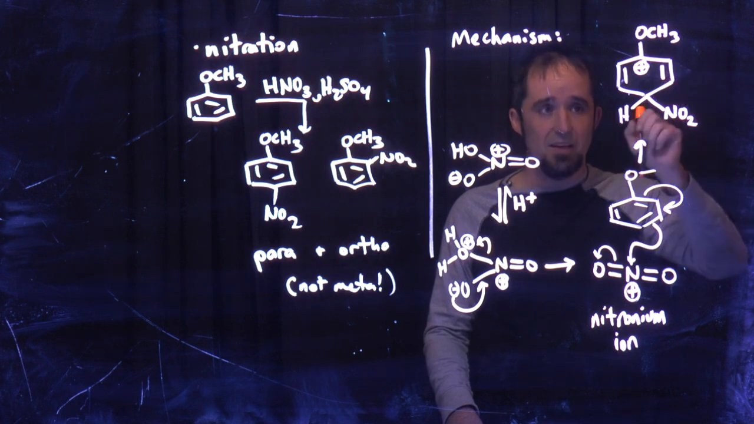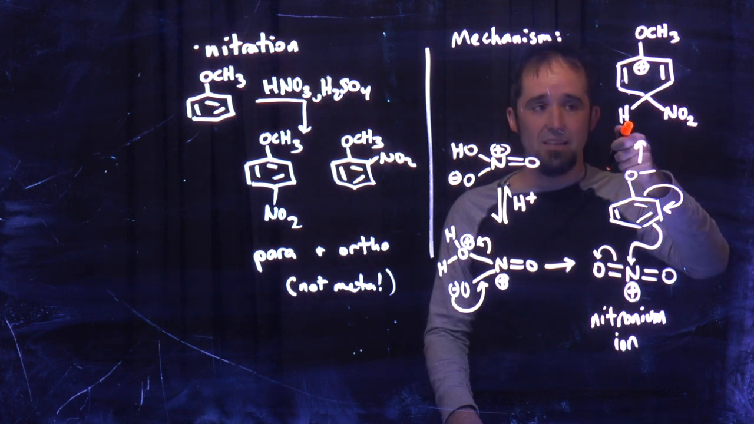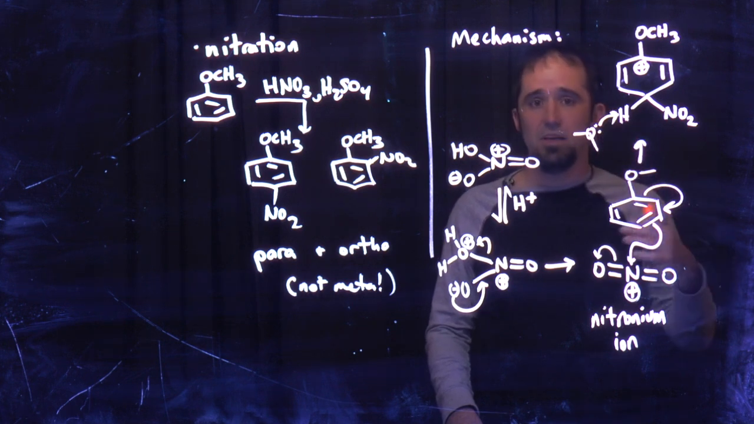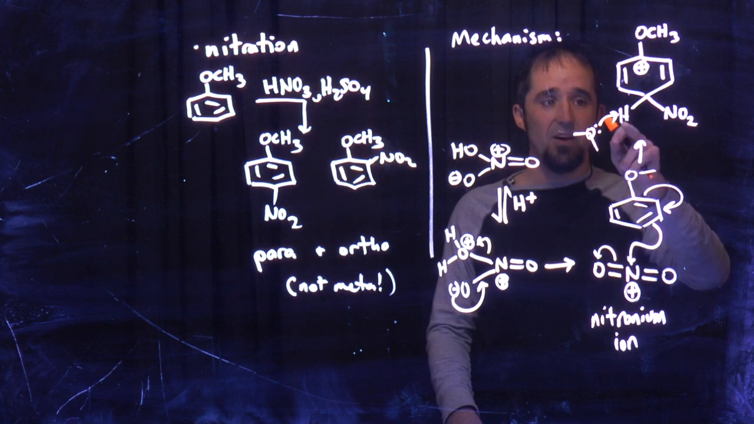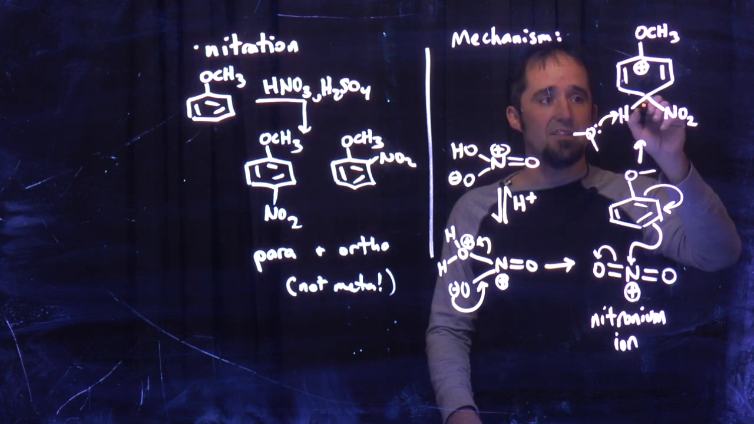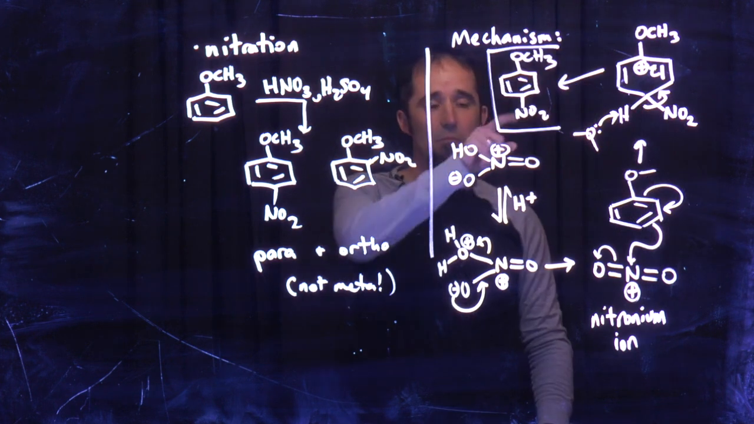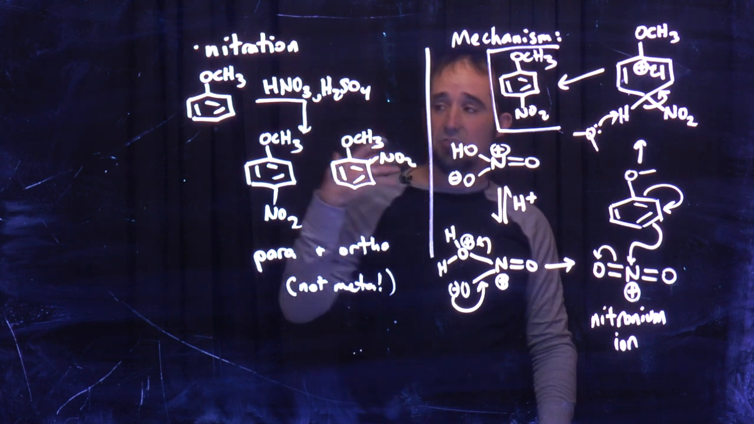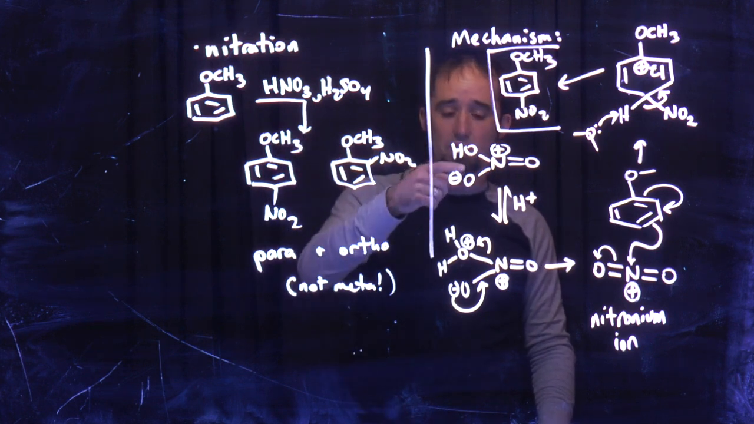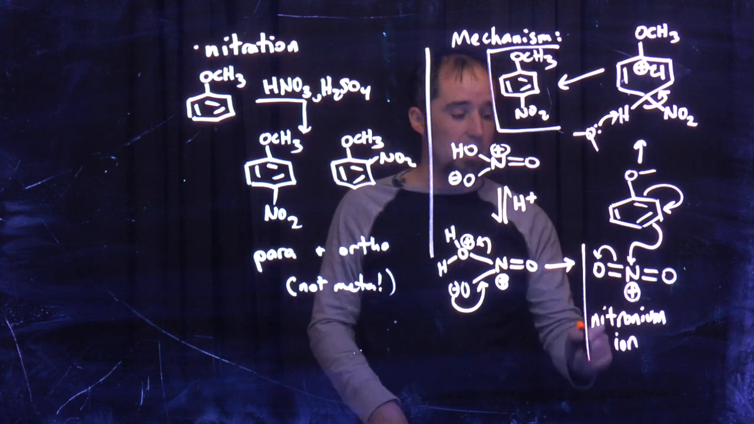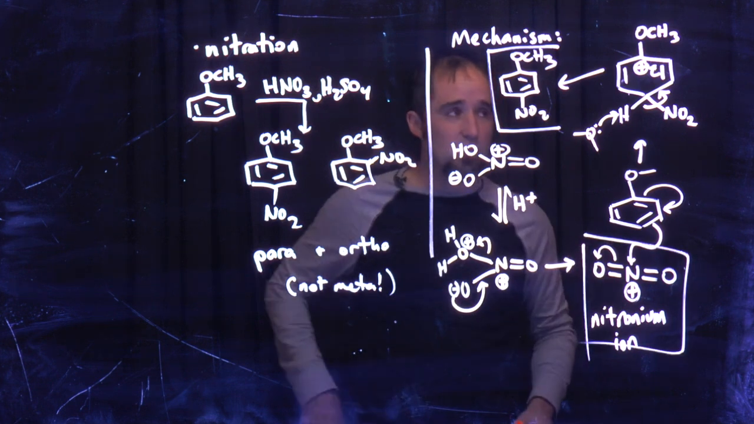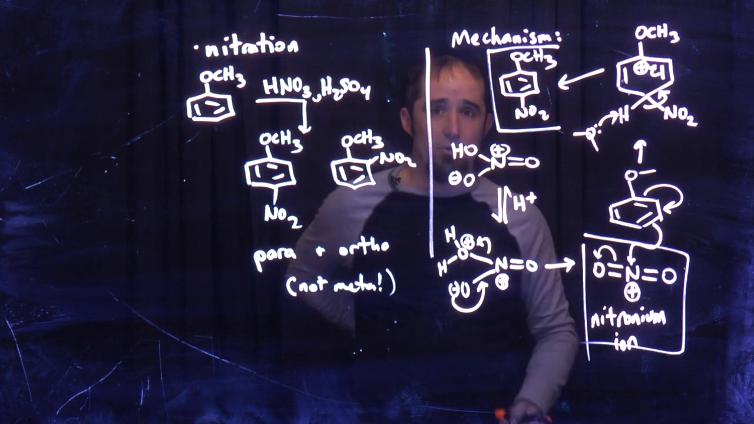Eventually, something is going to come in and take that hydrogen. I don't care what it is. It could be water. It could be the solvent. It could be anything. It's going to take this very acidic proton, and that gives me my product. So again, my strong acid makes my electrophile a much better electrophile, and then that electrophile is attacked by my weak nucleophile, and I get my product.